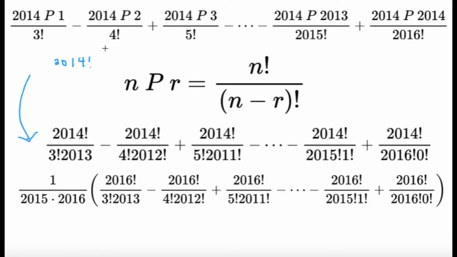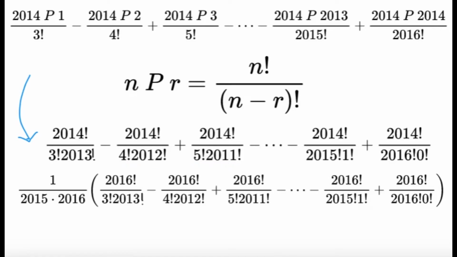And you can see that 2014 P2 is going to become 2014 factorial over 2012 factorial, and I have the 4 factorial in the denominator. Same for this, 2014 P3 over here is going to be equal to 2014 factorial over 2011 factorial, and then the pattern will continue. Now I've noticed something very nice, and oops, I forgot a factorial symbol here. What I noticed is that the denominator is of the form k factorial times 2016 minus k factorial. So 3 and 2013 add up to 2016. Same for 4 and 2012, 5 and 2011, and so on.